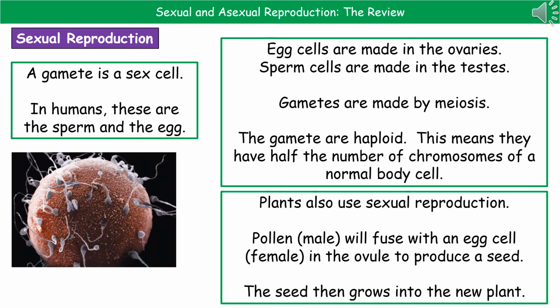Egg cells are made in the ovaries, sperm cells are made in the testes, and gametes are made in a process called meiosis. So the gamete is haploid, which means it has half the number of chromosomes of a normal body cell. Good examples to bear in mind are also plants, because they also use sexual reproduction. So pollen is the male gamete, and that fuses with an egg cell, which is the female gamete, in the ovule to produce a seed. That seed then grows into our new plant.